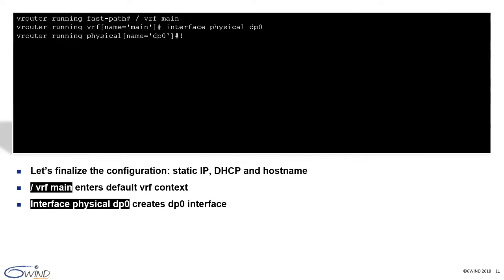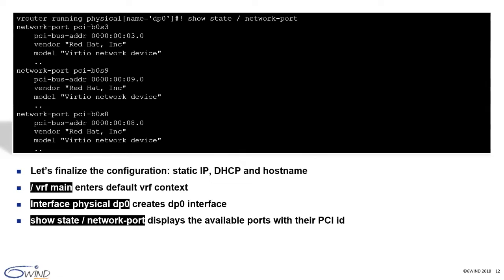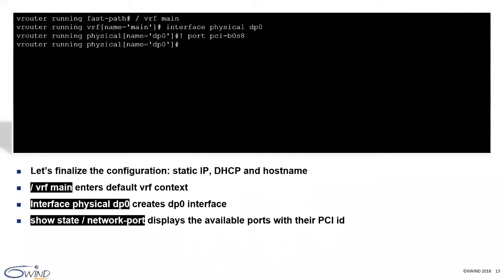We create an interface. The exclamation mark indicates that the YANG schema is incomplete. This is because an interface definition requires an associated network port. Let's list the network ports available in the system. The show state commands are available from configuration edit mode. We use a command with an absolute path to dump the list of network ports in the system with their corresponding PCI IDs. After binding a port to the new interface, the exclamation mark disappears.